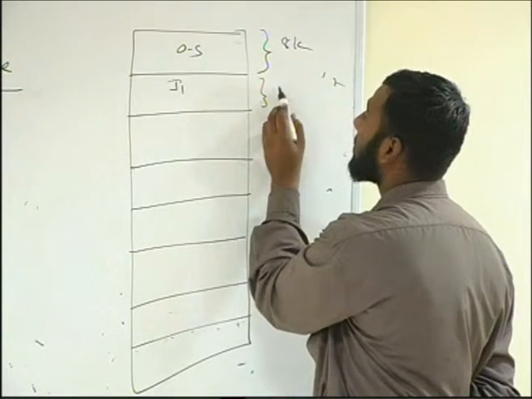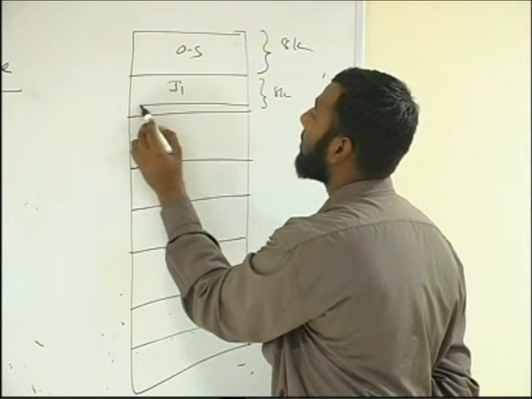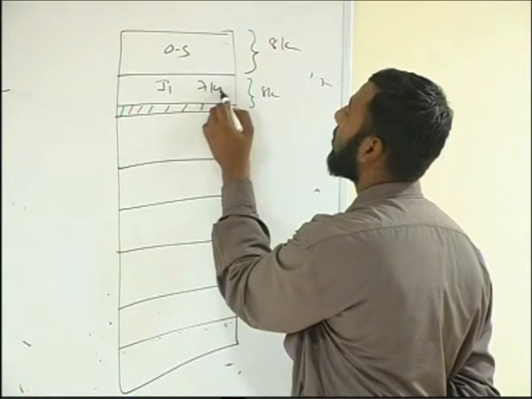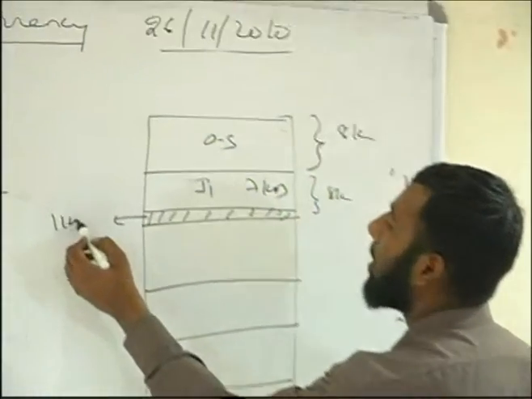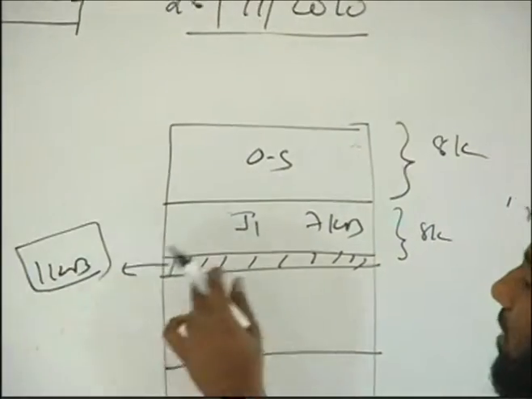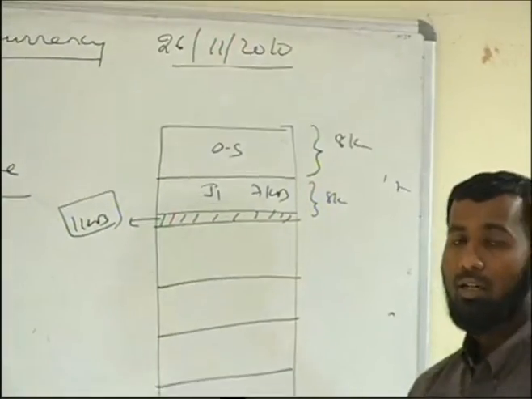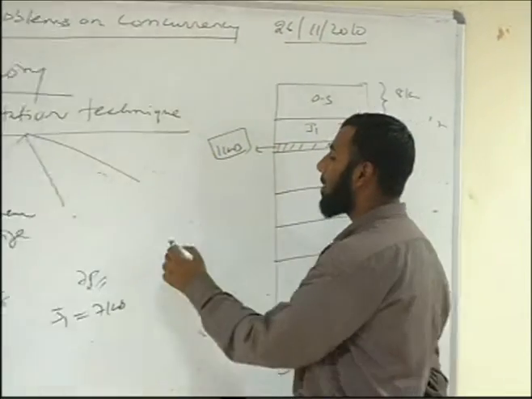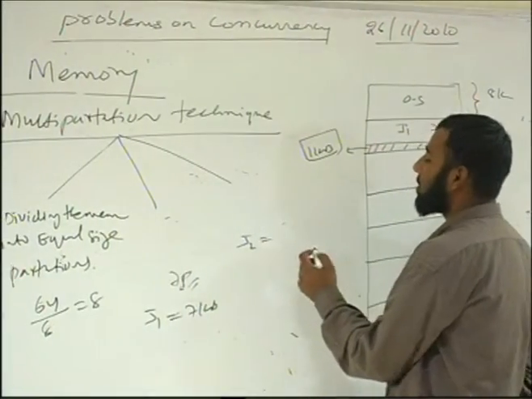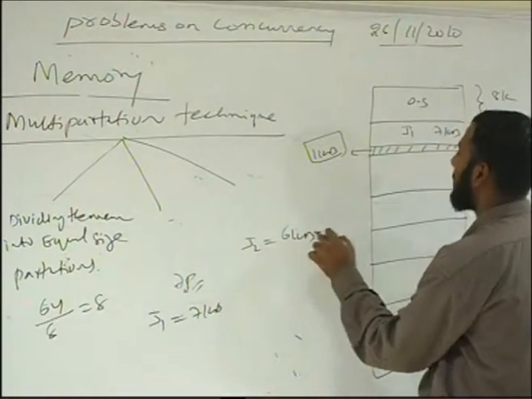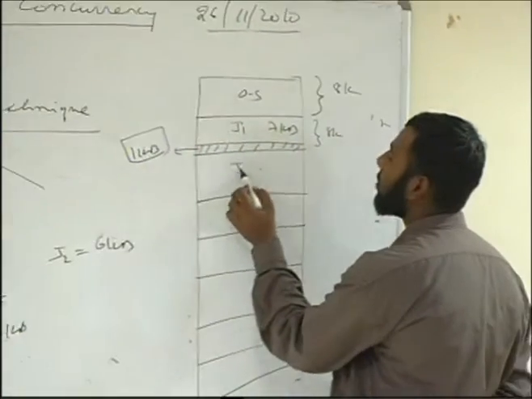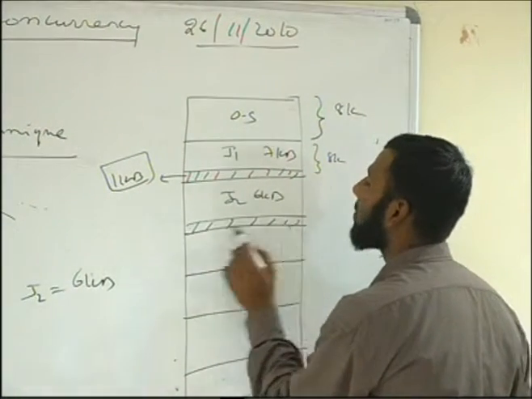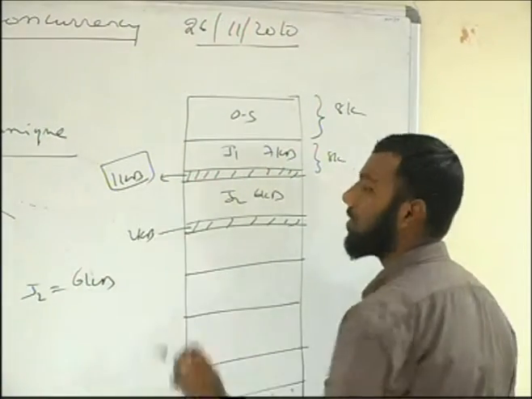Now, the size of the partition is 8 kilobytes and job J1 will take only 7 kilobytes. So 1 kilobyte of memory is wasted. We call this wasted 1 kilobyte internal fragmentation. Similarly, we have another job J2. Suppose the size of this job is 6 kilobytes. Will it be allowed? Of course, but here 2 kilobytes of memory will be wasted.